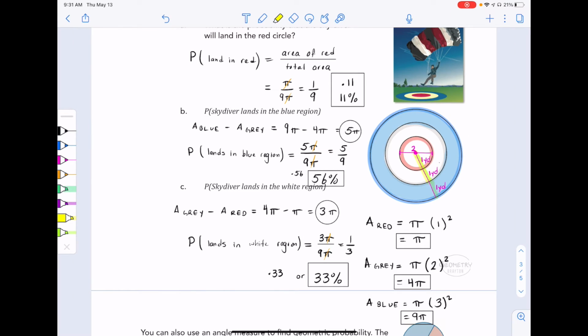So to review our answers quickly, the probability that the skydiver will land in the red circle, which is the center, is 11%. The probability that the skydiver will land in just the blue region, so the outer blue circle, is a 56% chance. And the probability that the skydiver will land in just the outer white region is a 33% chance.